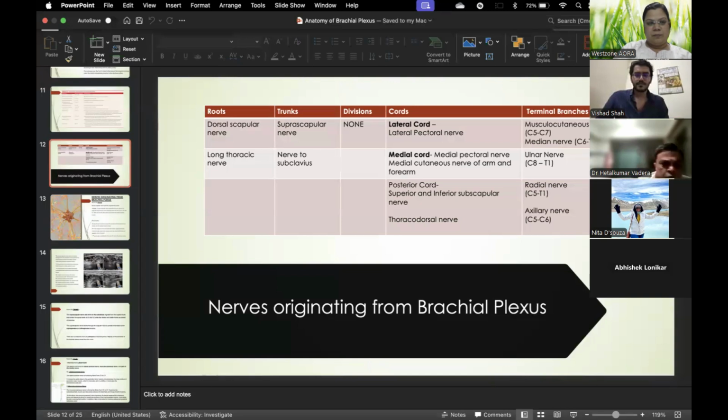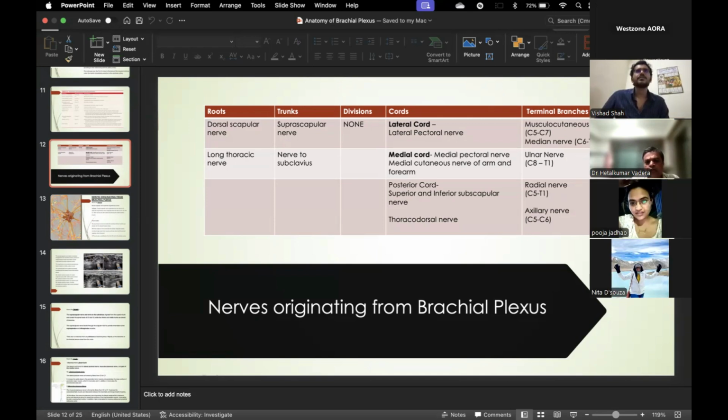Vishad, you told about contribution from C4 and sometimes T2. So what is it called? There is a specific word for it. Do you know it? No, sir. Prefixed and postfixed. If there is a C4 contribution, then it is prefixed, and if T2, postfixed. Yes, very good, very good.